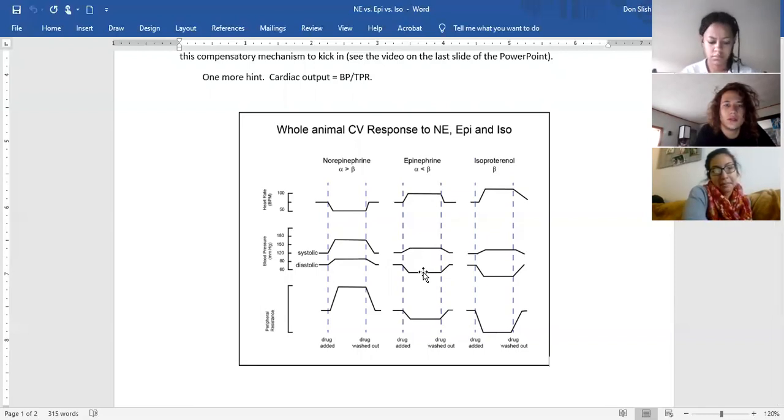The mitral valve opening. So here with epinephrine, you've decreased peripheral resistance, but with isoproterenol, you've really decreased peripheral resistance, right? Because this is activating alpha on the vessels that only have alpha receptors.